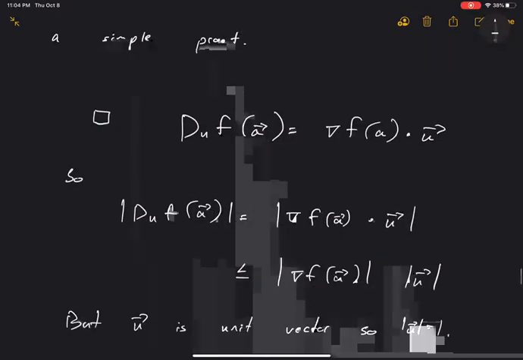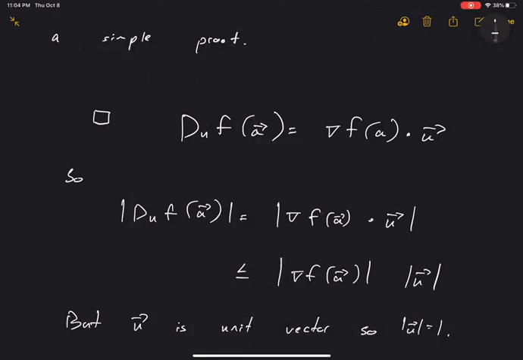Okay. So now let's consider the magnitude of this thing. And this is going to give us just a number, right? So when I say magnitude, I'm talking about the size of that number. So let's consider its absolute value. Okay. So we don't care if it's positive or negative. We just care about the raw size of the number. So I consider the absolute value of this derivative. And well, that's going to be the absolute value of this dot product.